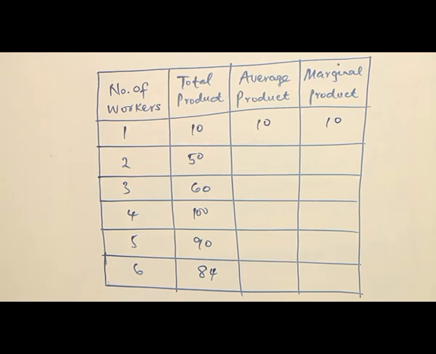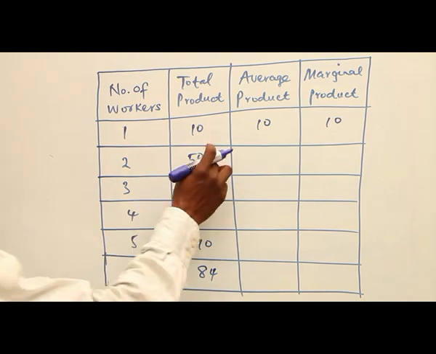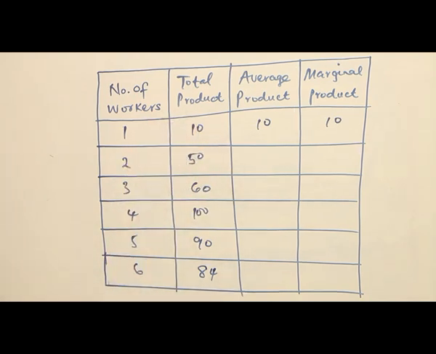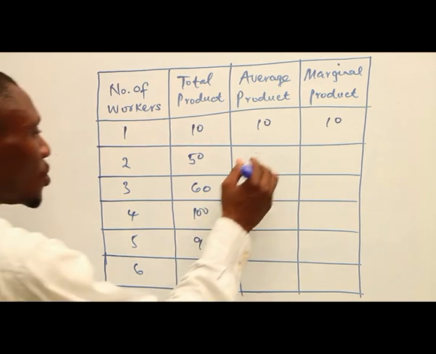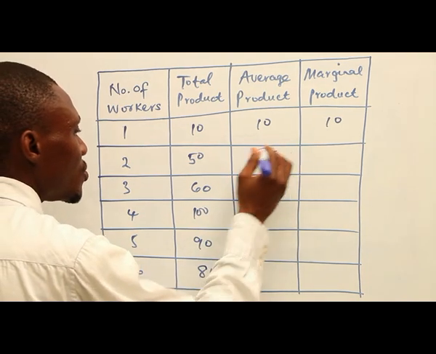Now, having employed 2 workers, something will change in that organization. So let's assume when the second worker is employed, the total product now becomes 50. What's going to be the average product? That is, average product equals total product divided by number of workers, the number of variable input. So from our table, it's going to be 50 divided by 2, we have 25.